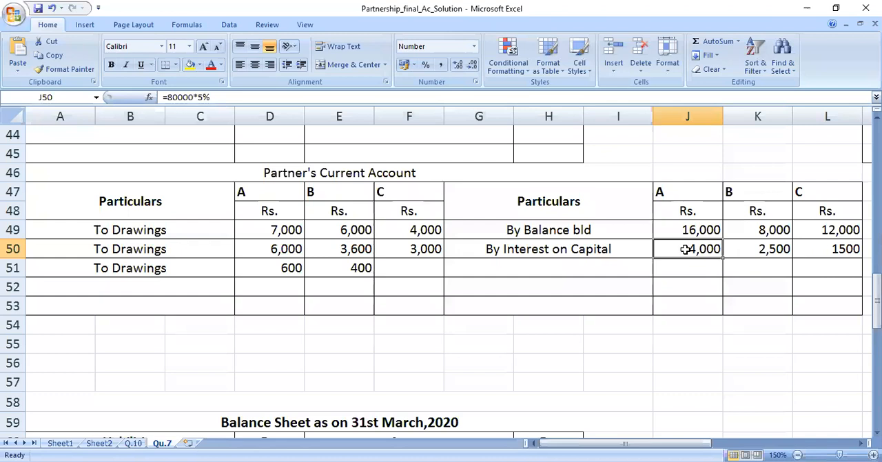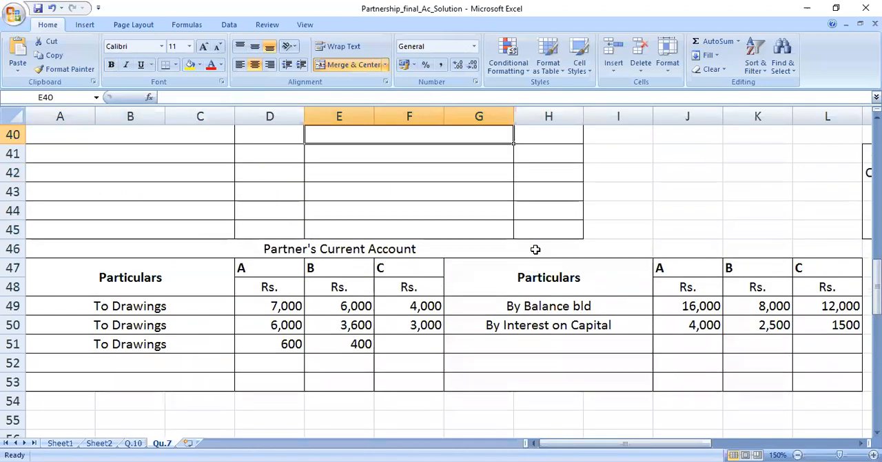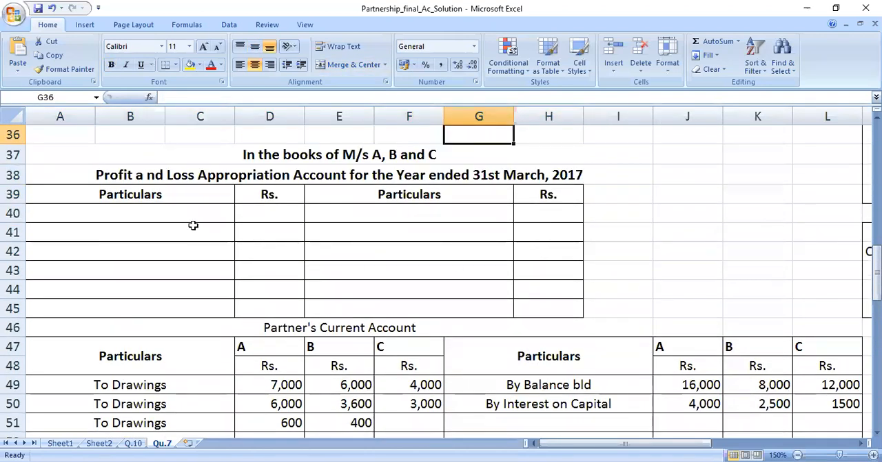So how do we get this interest? By way of the opening capital. Now this interest on capital we will record in our profit and loss appropriation account. We will record it here, in the profit and loss appropriation account. So here we have to write: To interest on capital.